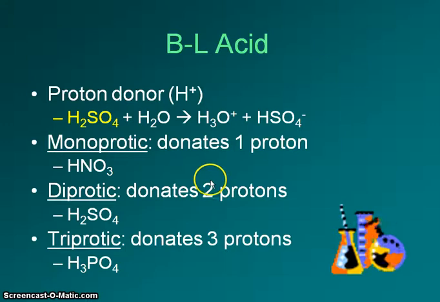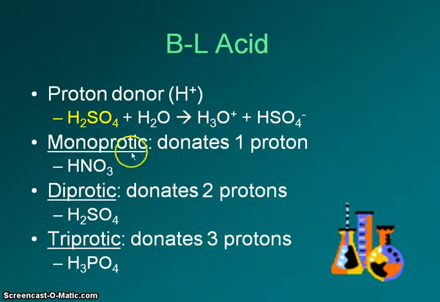A Bronsted-Lowry acid is going to be a proton or H plus donor. So any substance that can give away an H plus ion is going to be a Bronsted-Lowry acid. So like in this equation here, H2SO4 becomes HSO4 minus. That means that it must have given away one of its H pluses. And if we look at the water that we combined it with, it becomes H3O plus. So the H2SO4 gives away an H plus to the water to make the hydronium and the HSO4 minus ion.